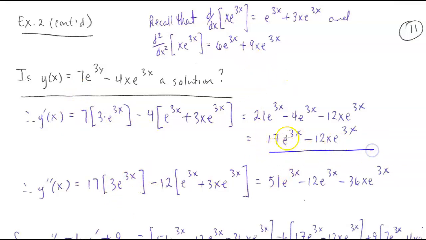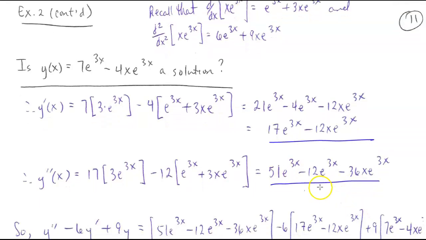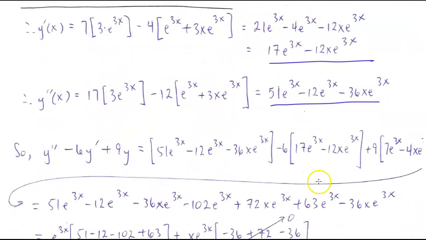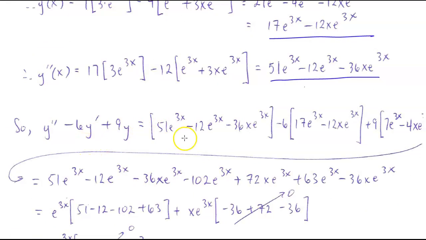Our first derivative ends up being 17e raised to the 3x minus 12x e raised to the 3x. Then if we do the same thing again, take the derivative of the derivative, we get 51 e to the 3x minus 12 e to the 3x minus 36x e to the 3x. Here I could have combined these together to make one simple term, 39 e raised to the 3x, but I just decided to keep it that way. So we go and substitute everything in.